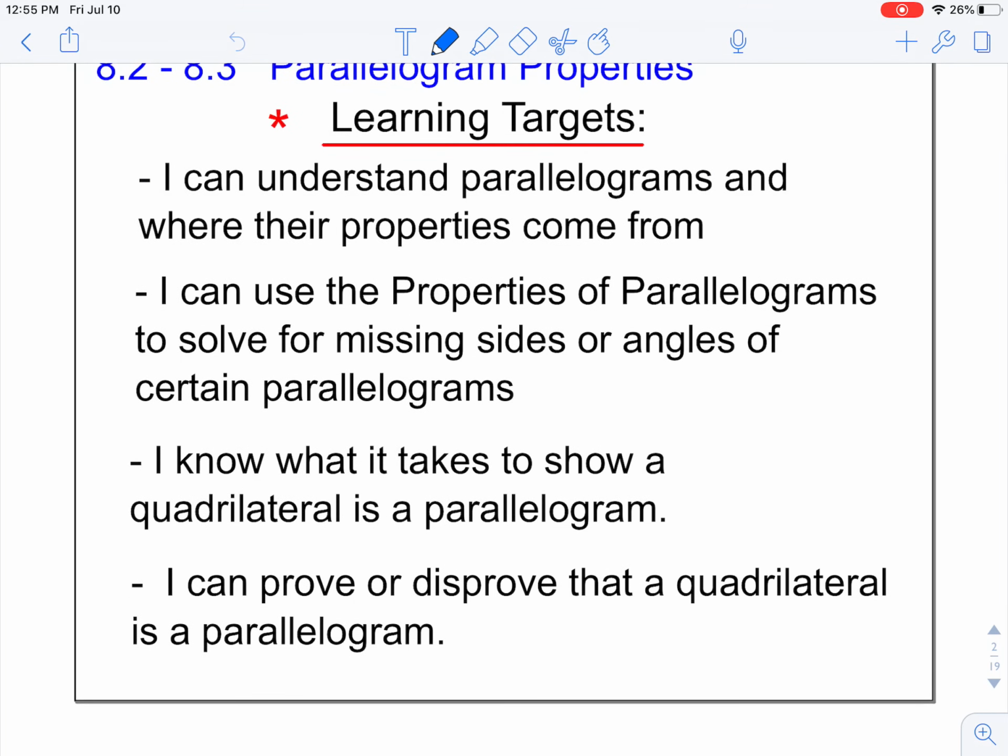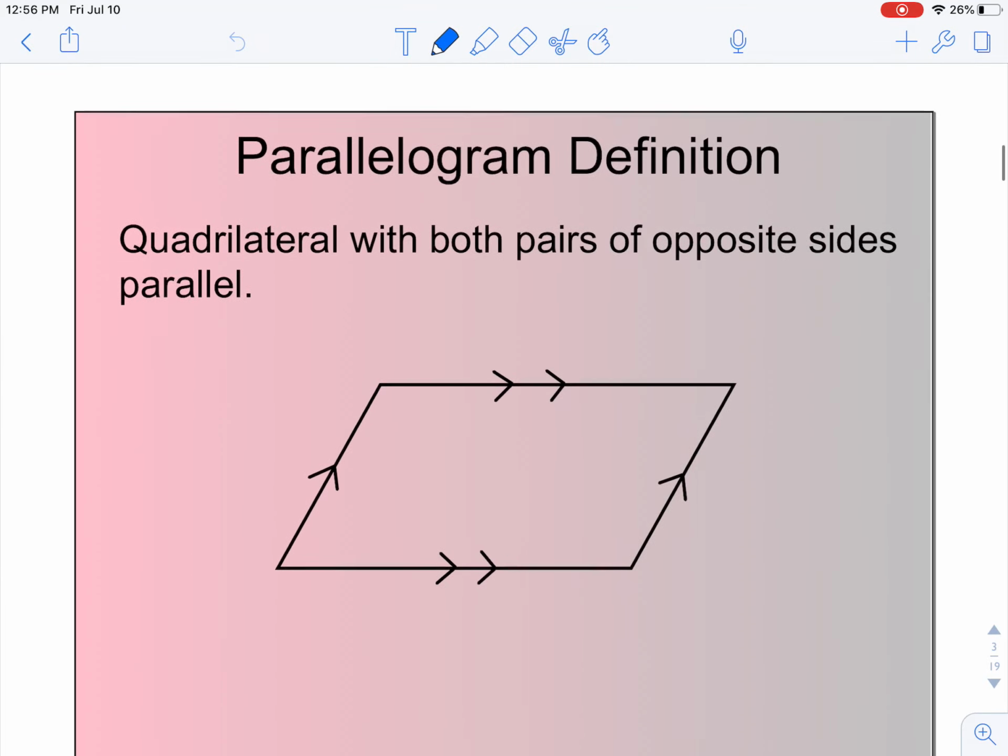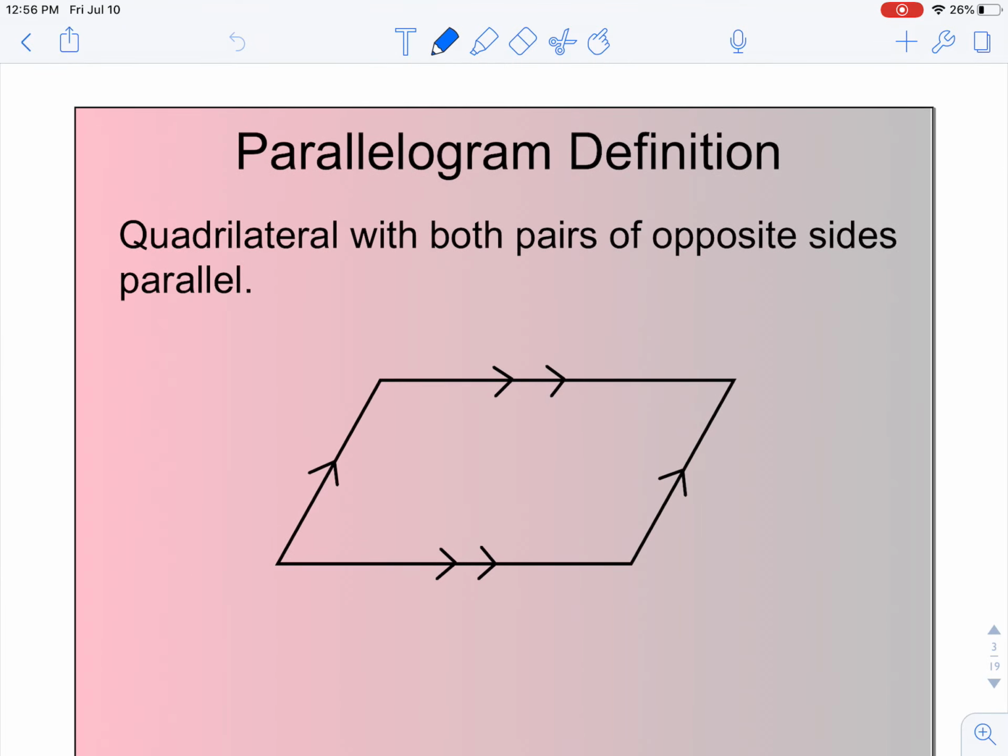So we're going to talk about properties of parallelograms in this lesson. We're going to try to understand where the properties of parallelograms come from, and we're going to use those properties to solve for missing sides or angles for certain parallelograms, and we're going to know what it takes to prove a quadrilateral is a parallelogram and disprove whether one is a parallelogram or not.